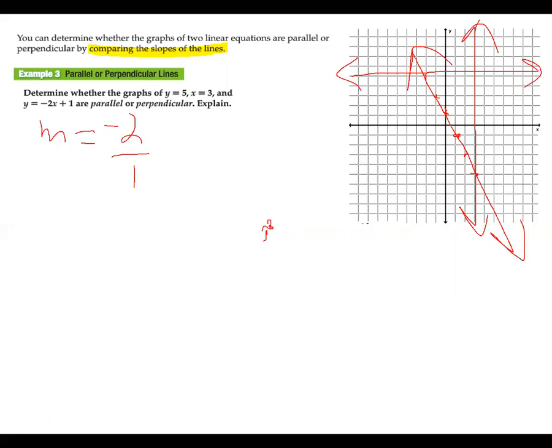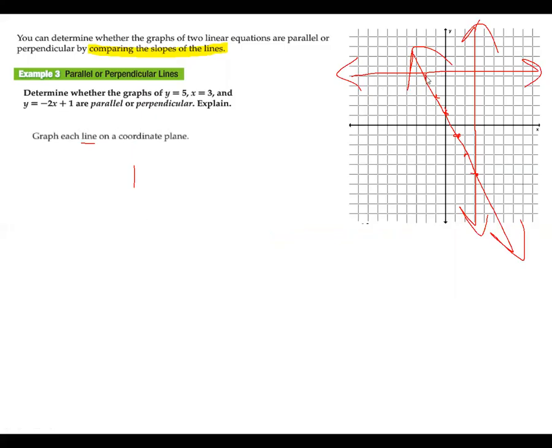Okay, now it looks like this vertical and horizontal line are perpendicular, and that's true. Vertical and horizontal lines are perpendicular. And it does not look as though anything else holds up there. It does not look like anything else is going to work out.